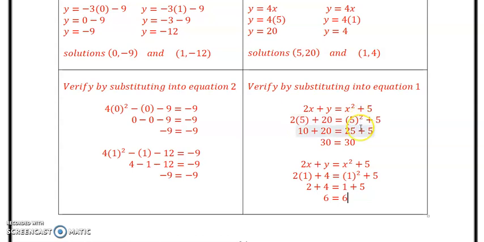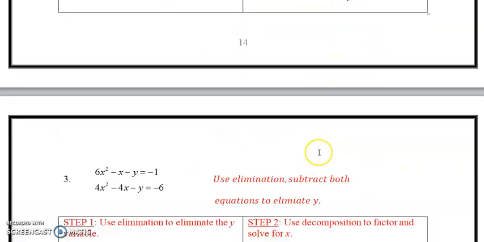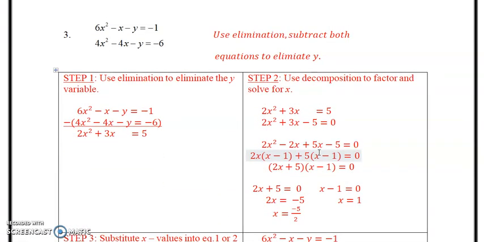So there's substitution. Next one we have example 3, and we're on page 15. This is use elimination. You'll notice that they're not set up for substitution or elimination, but you'll notice they're both at minus y. So if we were to subtract these, right, if you take negative y and subtract negative y, that's negative y plus y, which would eliminate the y's. So that's what I've done here. It's already set up for elimination.